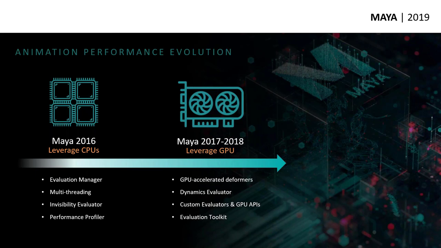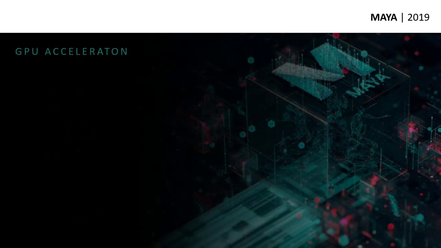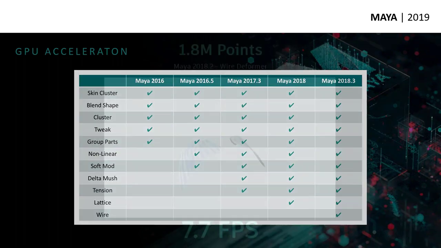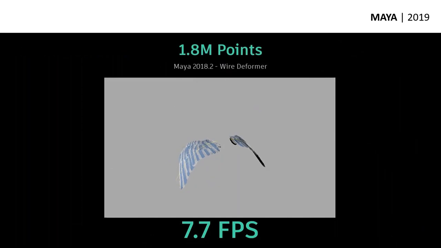So we added a number of deformers, but we did this over a series of releases. If you take a look, what you can see is we started out with a very basic set of GPU accelerated deformers, skin clusters, blend shapes, and the basics. And then over multiple releases, we ported more and more of these deformers, or rewrote these deformers to be GPU friendly. So we added things like nonlinear deformers, soft modification and delta mesh, lattice, wire, and so on, with every update to Maya, culminating in Maya 2019 and the wire deformer, which is a good example of what you can achieve with GPU acceleration.